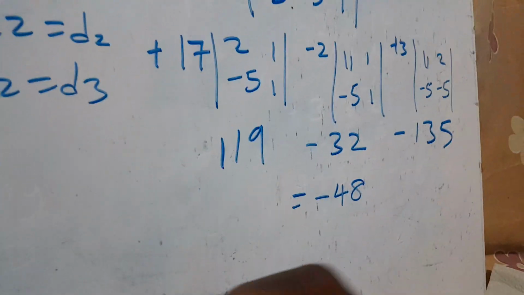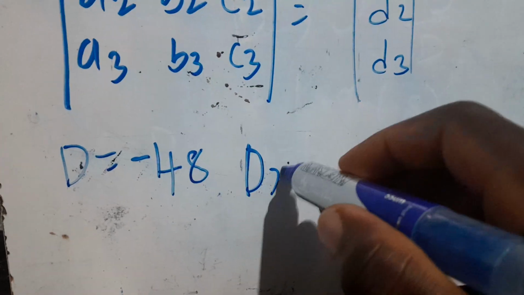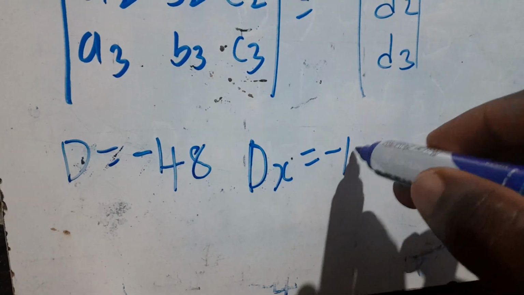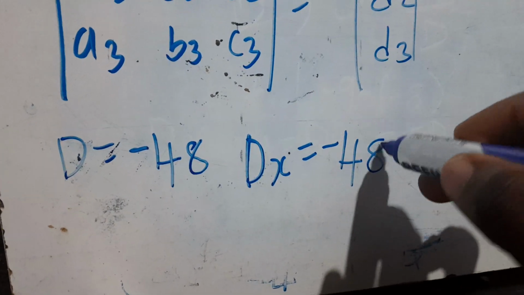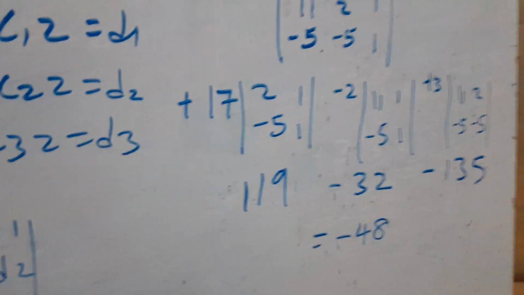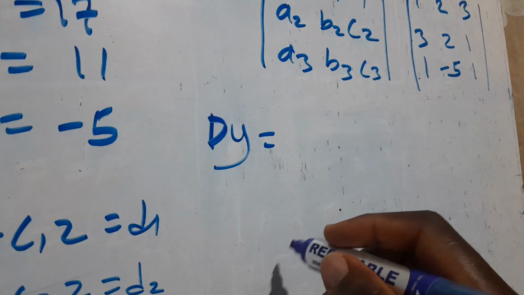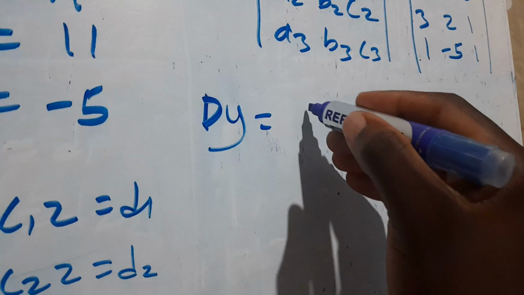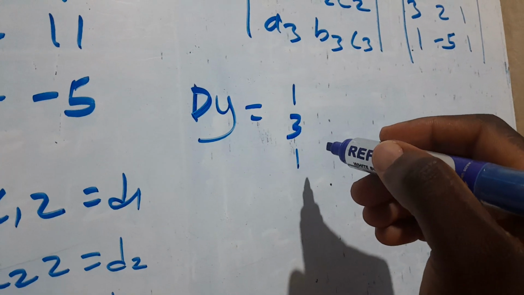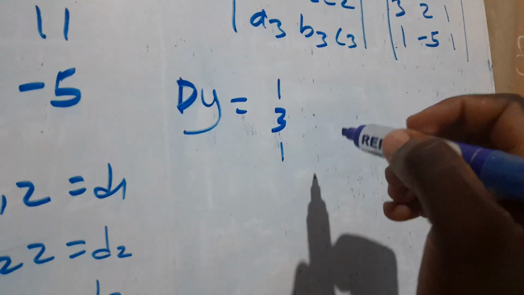-48. Now our value of dx, we come and write it here. Our dx is -48. We then go ahead and find our dy. In finding the value of dy, a1, a2, a3 remain the same. You will have 1, 3, 1. And then b1, b2, b3 will change. You will have d1, d2, d3.